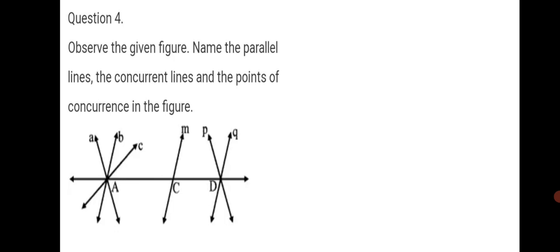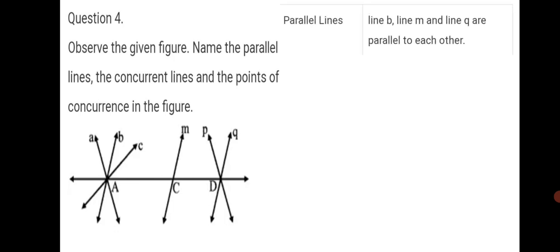Observe the given figure, name the parallel lines, the concurrent lines and the point of concurrence in the figure. So let's begin with the parallel lines. So which are the parallel lines? Line B, you can see line B here, and it is parallel to line M, and it is also parallel to line Q. All three are parallel to each other. Line B, line M and line Q are parallel to each other.